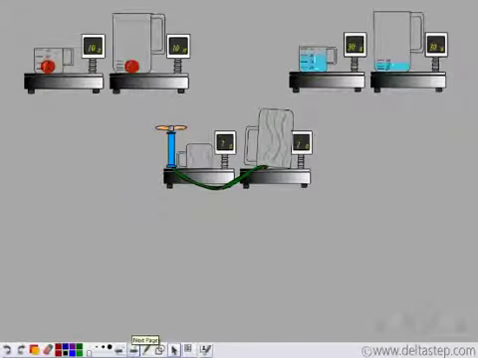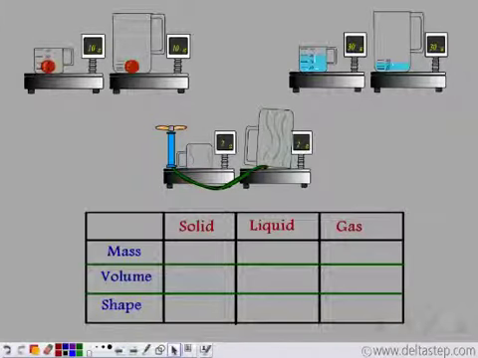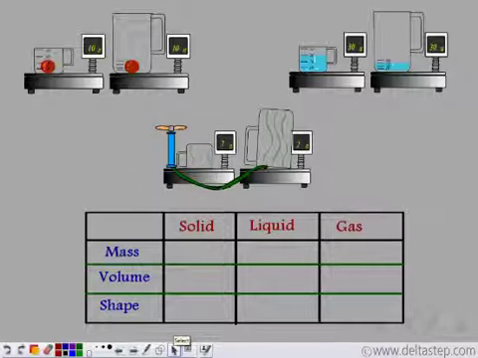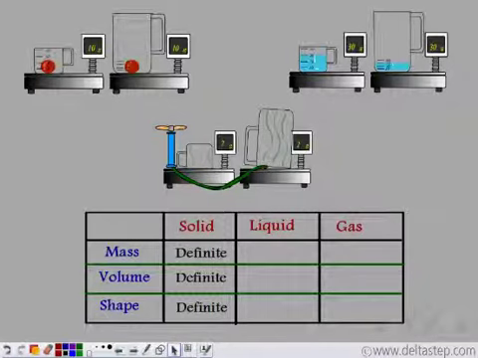So now let's compare the three states, the solid, liquid and the gaseous state. We'll compare the mass, volume and the shape. Let's start with solids. You see that the mass of solids is definite. Solids have a definite shape and they have a definite volume. When they're transferred to another beaker, they do not change the shape or the volume. So the volume and shape are also definite.